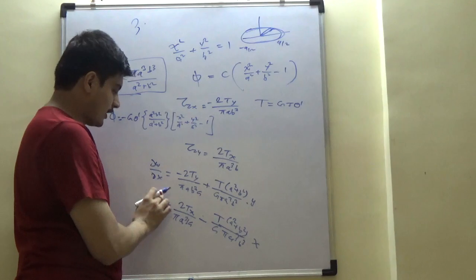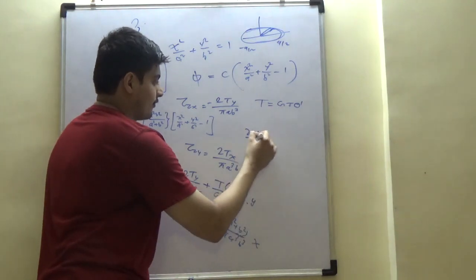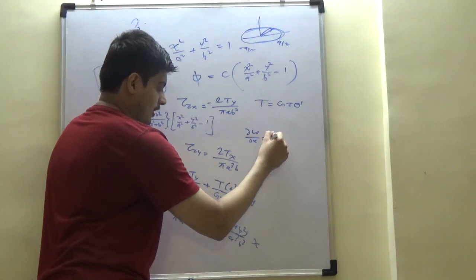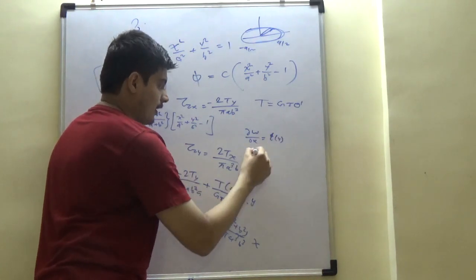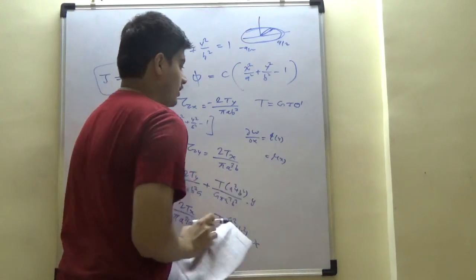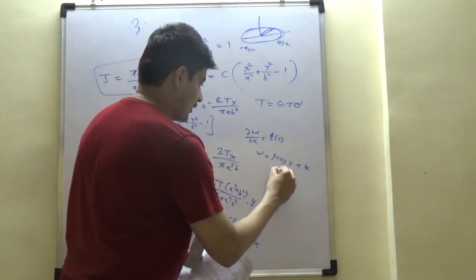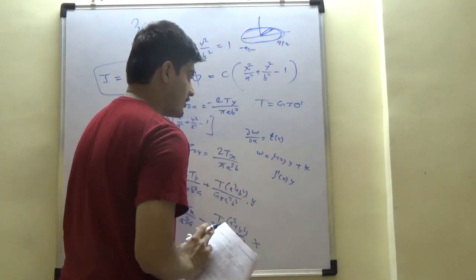So I know variation of w as a function of x and y. Del w by del x is some function of y, and del w by del y is a function of x. So w is f of x y plus constant, and if I differentiate this, f dash x y is equal to y.